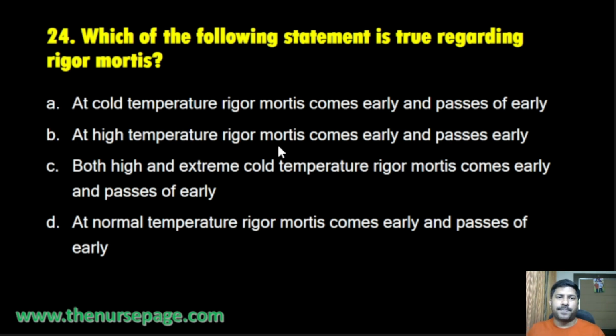Rigor mortis starts at 2 to 4 hours and the stiffening of the body completes by the end of 12 hours. Then it gradually reduces and goes to secondary relaxation. As I said earlier, rigor mortis has a process. First is primary relaxation of the muscles, when 100% of ATP is available in the muscles. Then the second process is rigor mortis, the stiffening of the body.